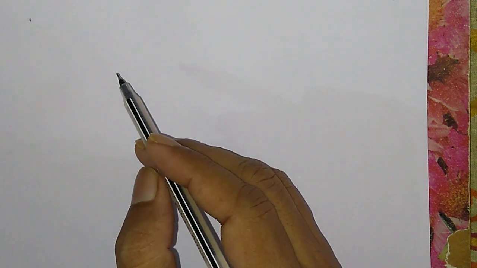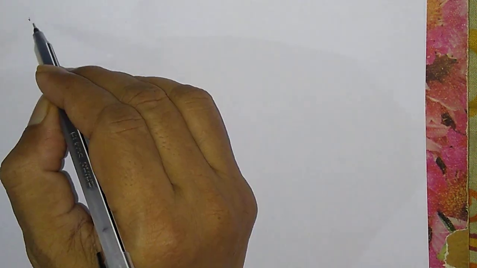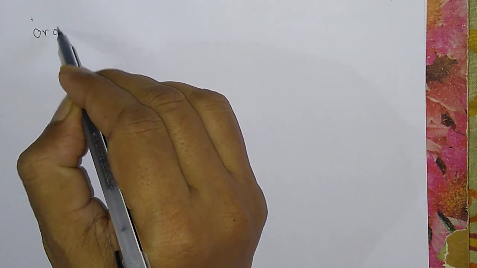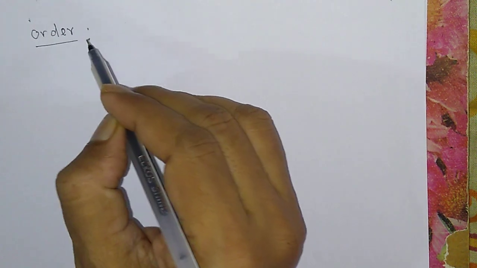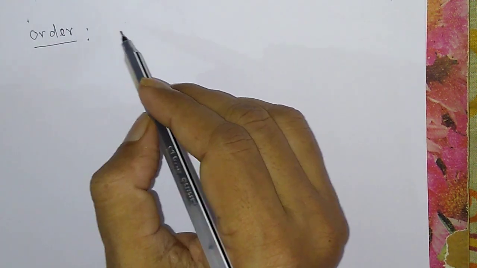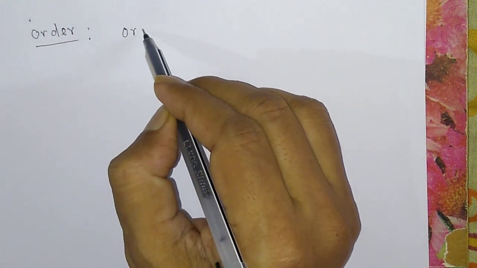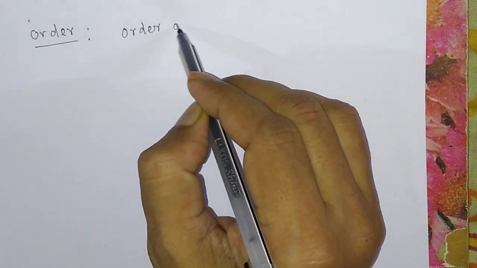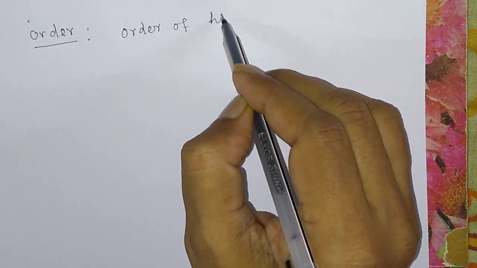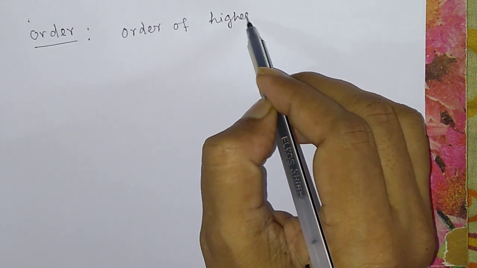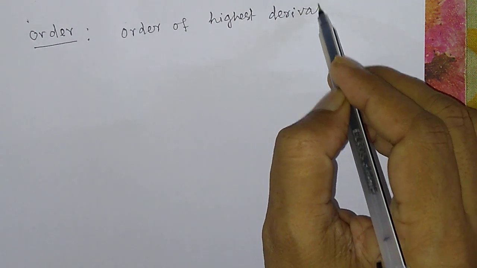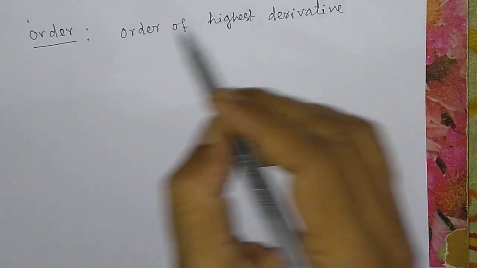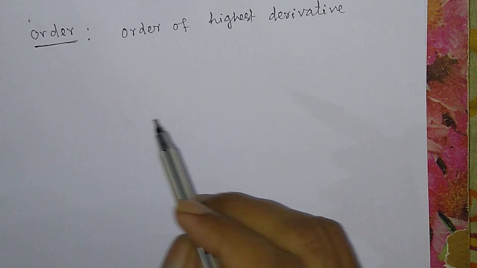In differential equations, you have to know two very important terms. The first term you should remember is the order. What is the order of a differential equation? Remember, the order of the highest derivative is called the order of the differential equation.